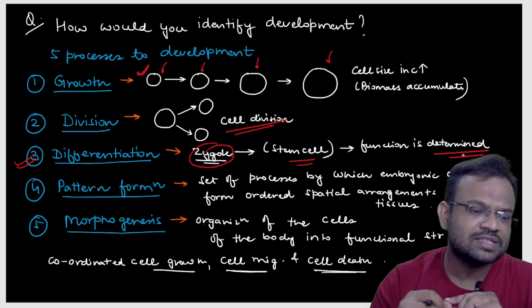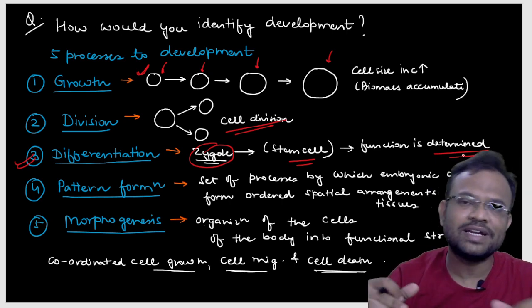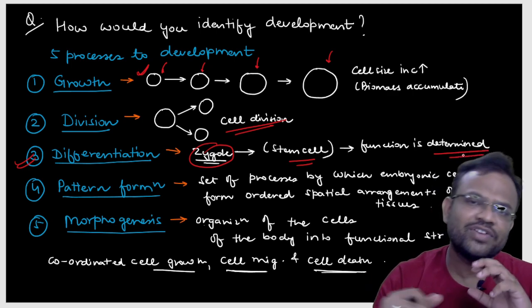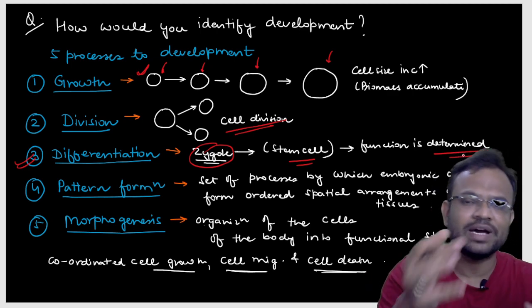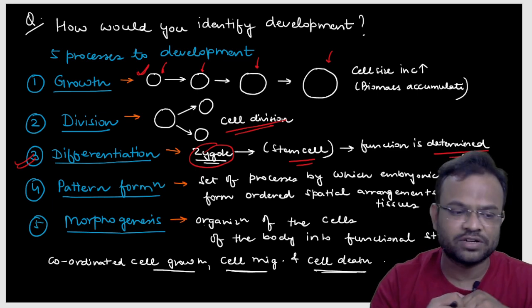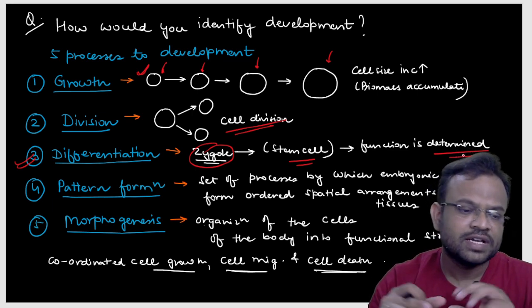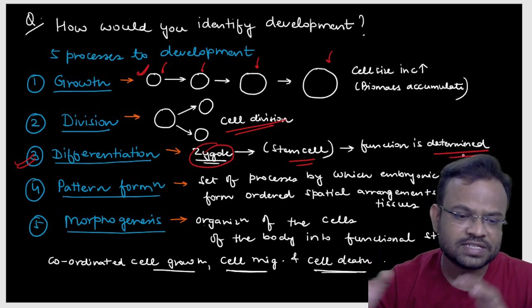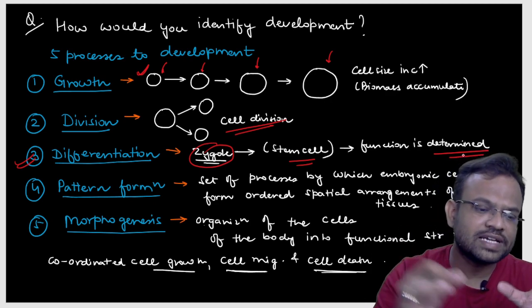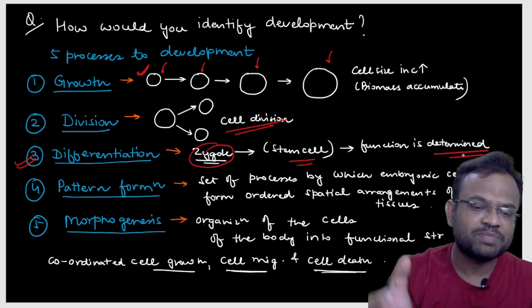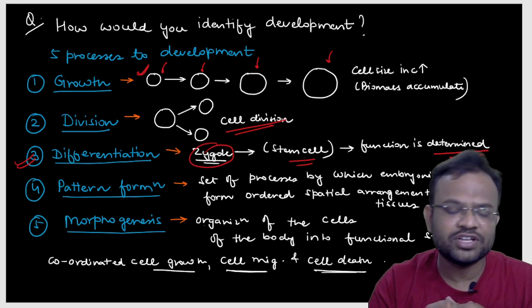Pattern formation means that set of processes. Now mind it that this definition is from Gilbert. I will try and explain this definition in my own words so that you can understand it better. Pattern formation is the set of processes by which embryonic cells form ordered spatial arrangement of different tissues.